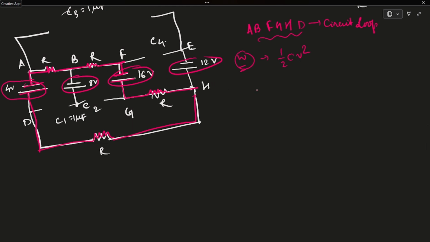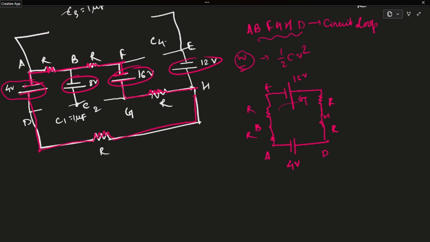So this is the circuit. This is A point. This is D. Here is 4 volt. Then this is B. This is F. R between B and F. Between F and G there is a battery of 16 volt. Here is G. Then between G and H there is a resistor R. Between H and D there is a resistor R.